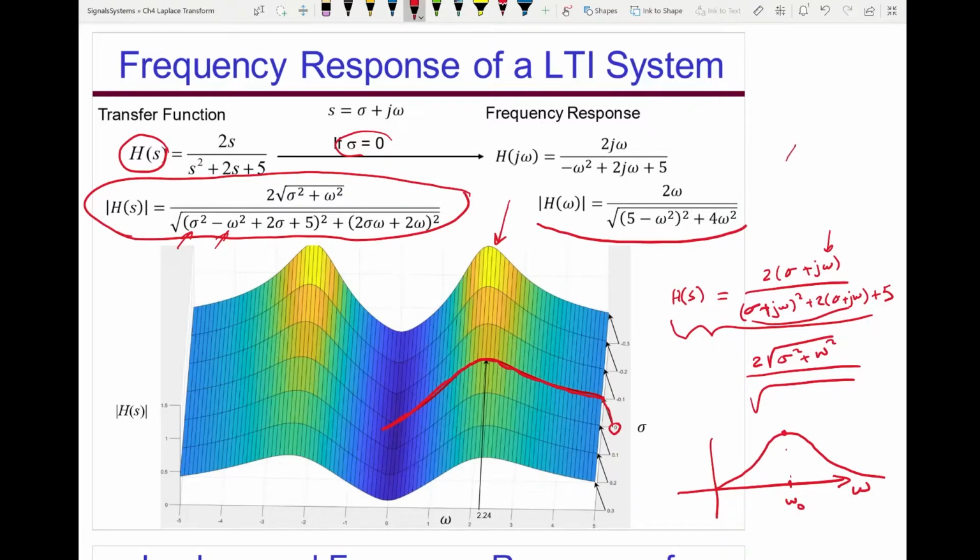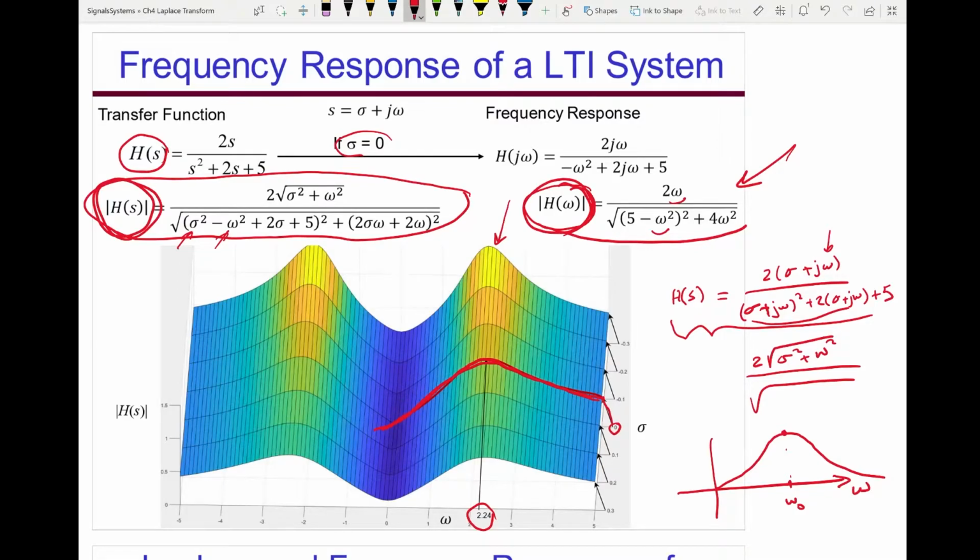I can find it from this equation. It's the frequency that will make this magnitude the largest. And if you solve for this omega, you will find it to be 2.24. So that is the difference in terms of describing a system between the Laplace transfer function and the frequency response of the system. So really the frequency response is just a special case of the Laplace transform.